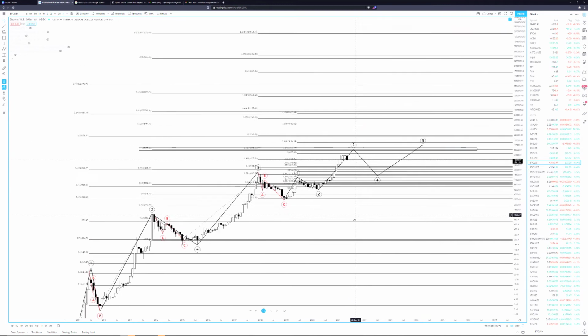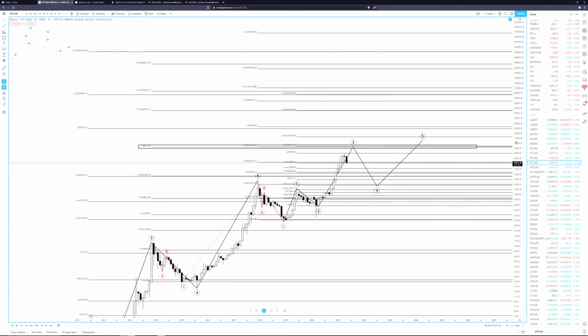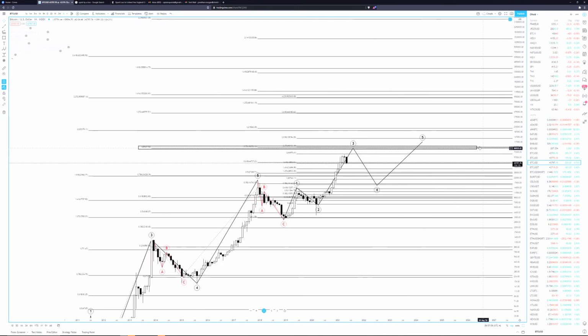However, a third leg extension, if it's going to be the longest, if the third leg 2 to 3, if that impulse wave is going to be the longest, or at least not the shortest, I mean, we may even see it extend higher, but for right now, let's just assume that 100K range is where things top out.